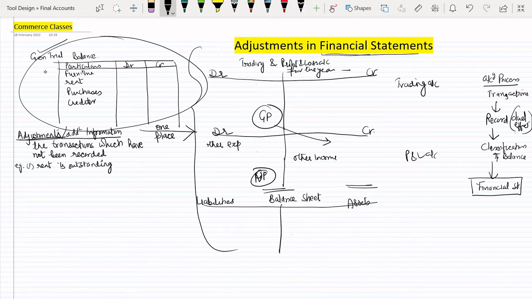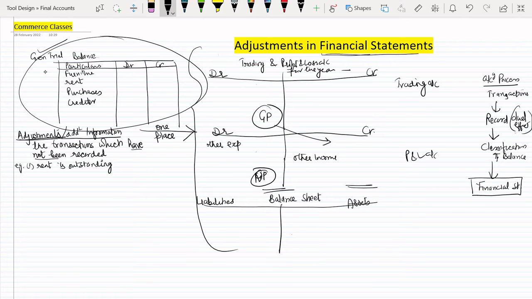So now how to do this? Should we pass a journal entry? We would open our journal and pass the entry, then rectify our accounts, then prepare a trial balance, and then prepare the financial statements. This is going to be a very lengthy procedure, so we don't do that. What we do is that we simply note that this is the transaction or additional information which hasn't been recorded.